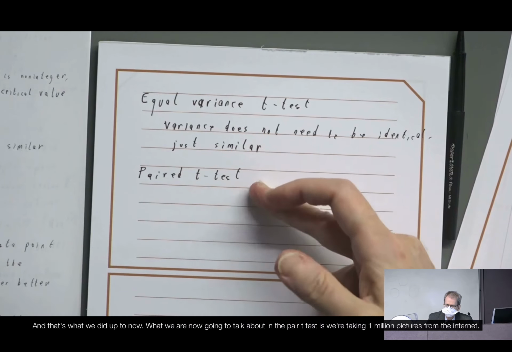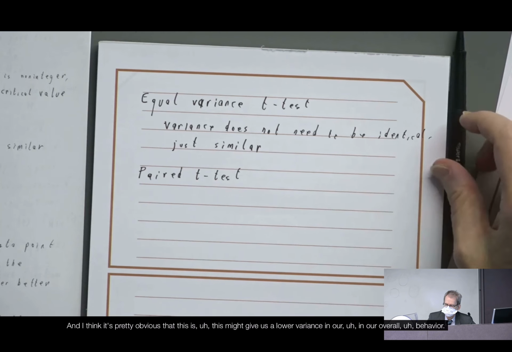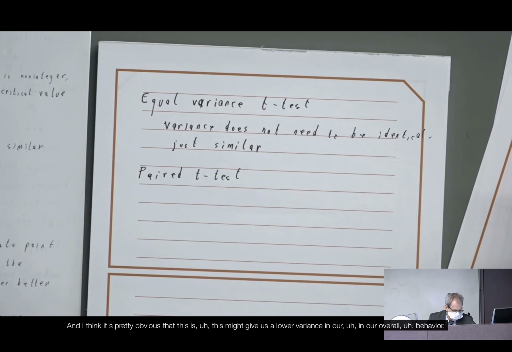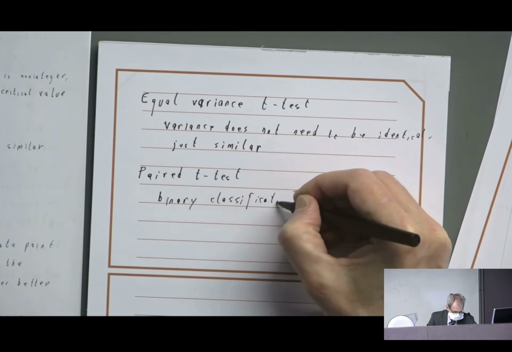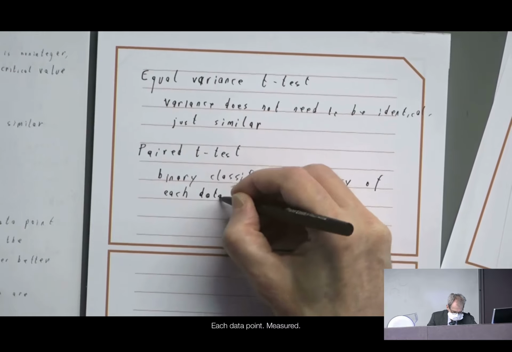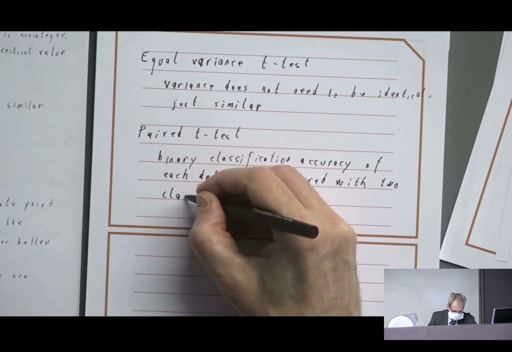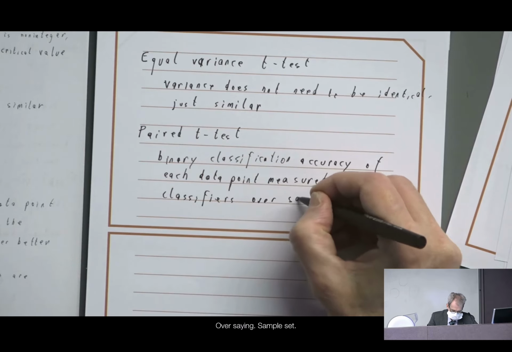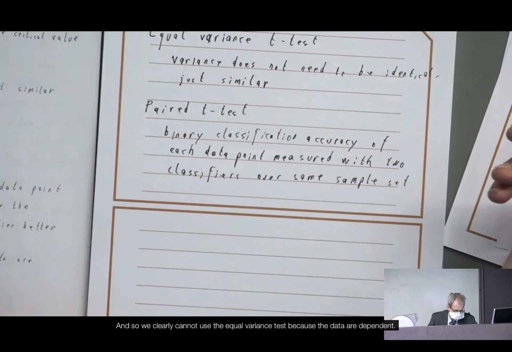What we are now going to talk about in the paired t-test is we're taking 1 million pictures from the internet, we run classifier A and then classifier B over that same test, and we're saying which one gives us the better results. And I think it's pretty obvious that this might give us a lower variance in our overall behavior. So let's just define it first of all exactly. It's the binary classification accuracy of each data point measured with two classifiers over the same sample set. And so we clearly cannot use the equal variance test because the data are dependent, and in the equal variance test, we assume data are independent.